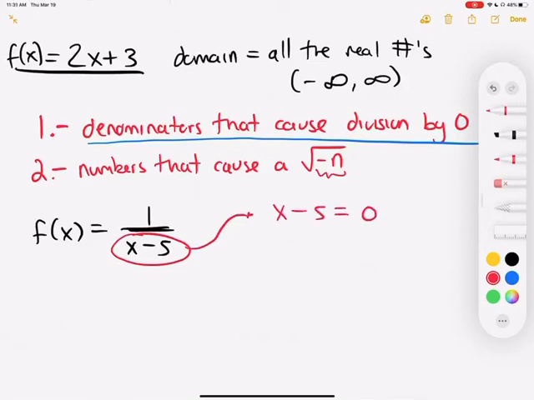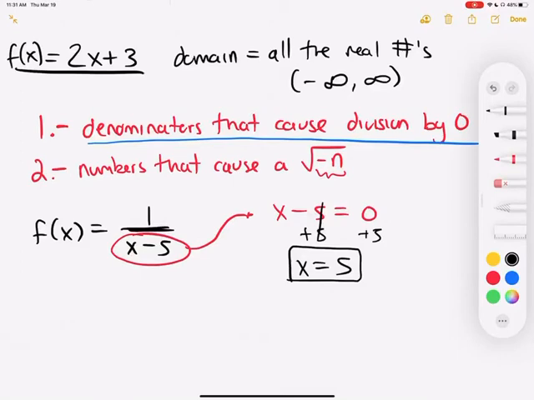Not because I want it to be 0, but because I want to find the value that, if I substitute it in here, is going to cause my denominator to be 0. If you solve this very simple equation, I'm going to add 5 to both sides. So x equals 5. This is the number that is not part of the domain.